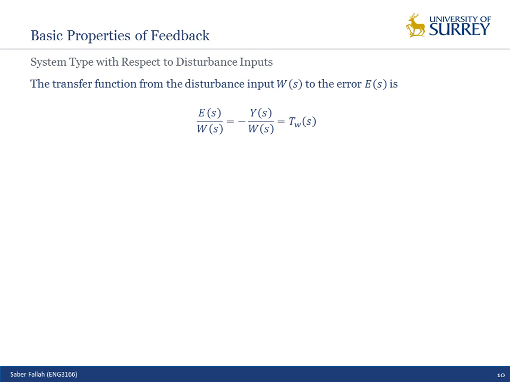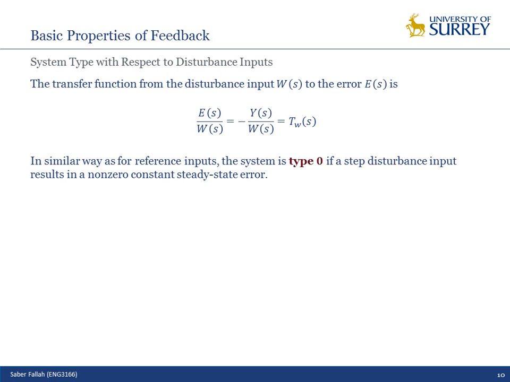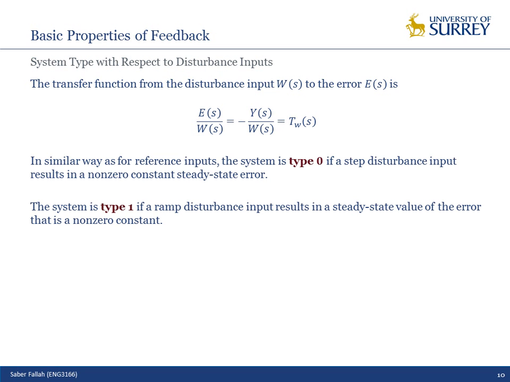Okay. In a similar way as for reference inputs, the system is type 0 if the step disturbance input results in a non-zero constant error. It's type 1 if for the ramp input I have a constant error.